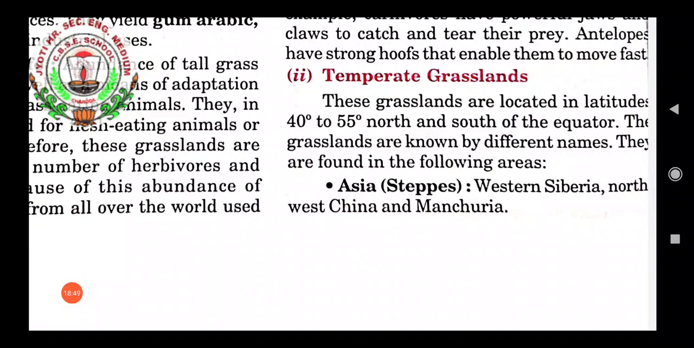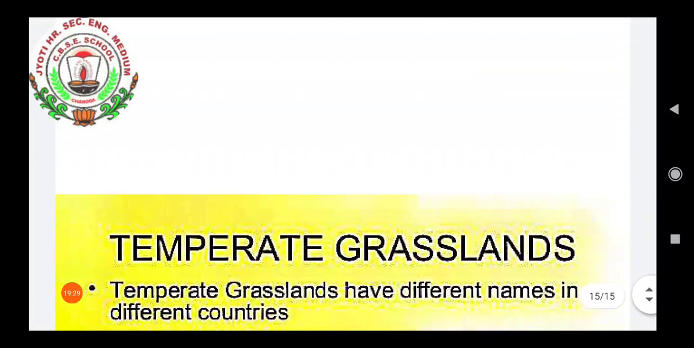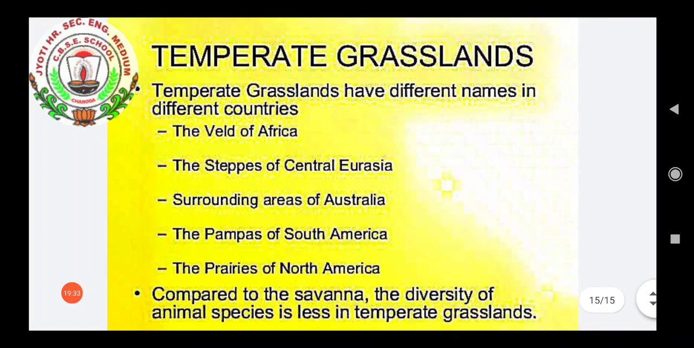Next is temperate grassland. First we will see the map. This is the map of temperate grassland. These grasslands are located in latitudes of 40 degrees to 55 degrees north and south of the equator. Means this is on both sides. From the equator it can be found on the north side 40 degrees to 55 degrees north, and on the south side also 40 degrees to 55 degrees. These grasslands are also known by many different names, like Belt of Africa, steppes of Central Eurasia, surrounding areas of Australia, pampas of South America, and prairies of North America. These are the different names of temperate grassland.